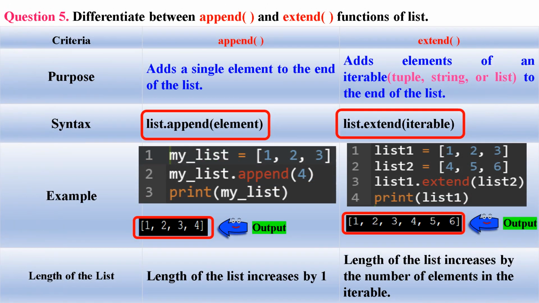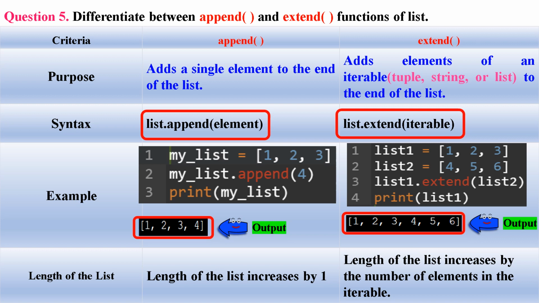Question 5. Differentiate between append and extend functions of list. Append function adds a single element to the end of the list, whereas extend function adds elements of an iterable, that is, tuple, string, or list, to the end of the list. The syntax of append function is list.append of element, whereas the syntax of extend function is list.extend of iterable.